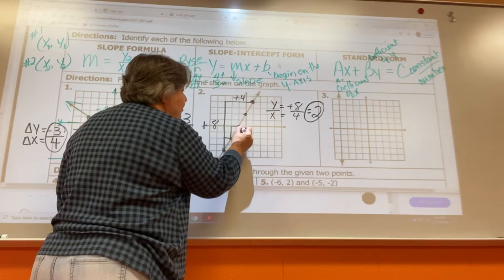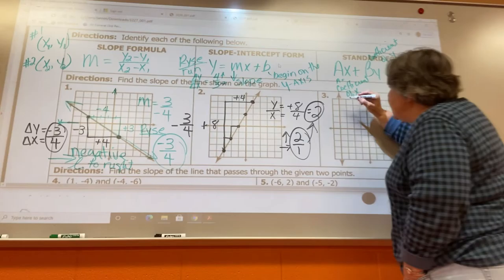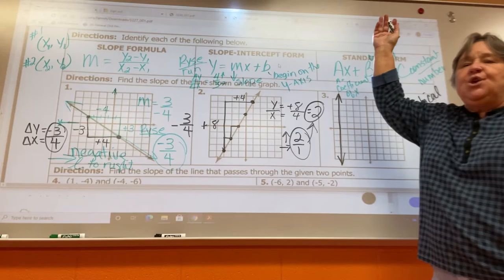So my slope is 3/-4. As you can see, when I read from left to right, this line goes down, so it is a negative slope. That's another way to check yourself to make sure you did it correctly. So your slope is 3/-4.